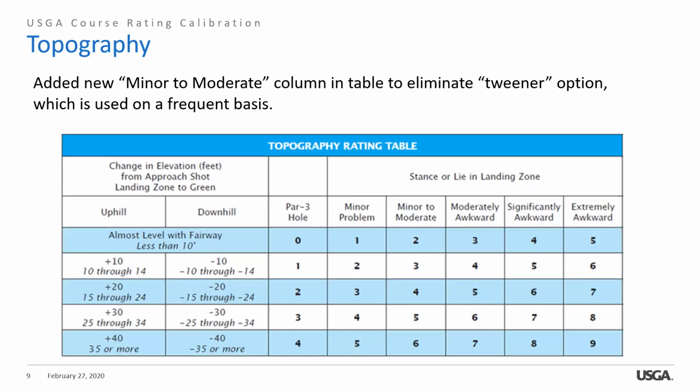All right. Topography. So topography, they've added a new column, and the main reason for this is that they've added this minor to moderate, which we often call the tweener. And the reason they added this was because it was used very frequently. If I believe correctly, it was the most frequently used number. And so they finally just realized that they needed to make a column for it, instead of making the rater do an adjustment.